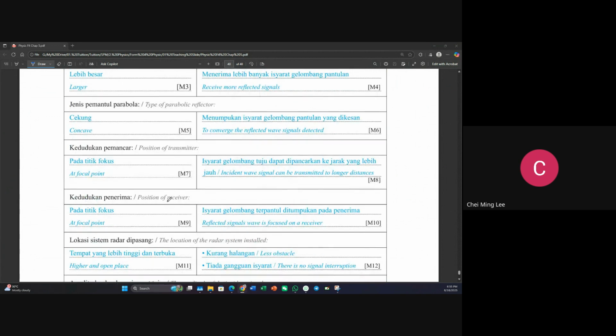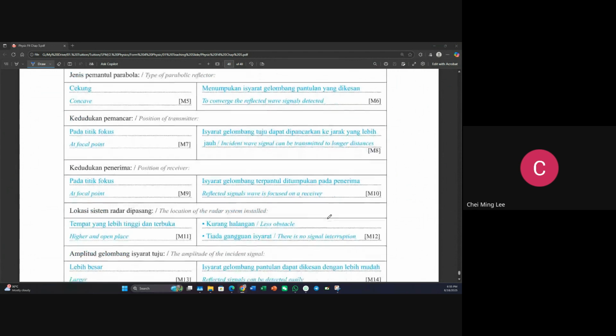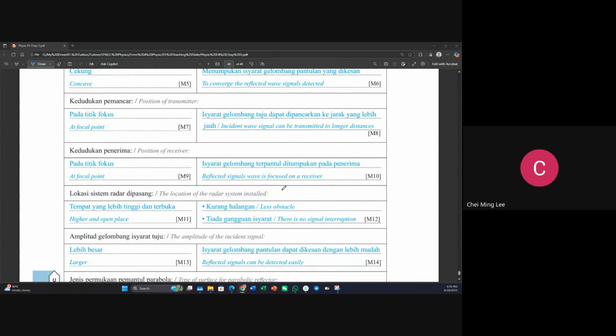Okay? And the position of the receiver is also at the focal point, so that the reflected signal wave is focused on the receiver. Now, the location of the radar system must be on a very high and open place. This is why it must be away from the main building, because radar is an electromagnetic wave, easily influenced by other signals, like your Wi-Fi signal, this and that.